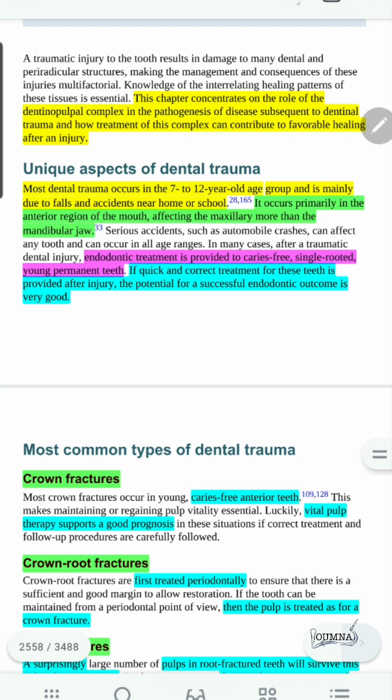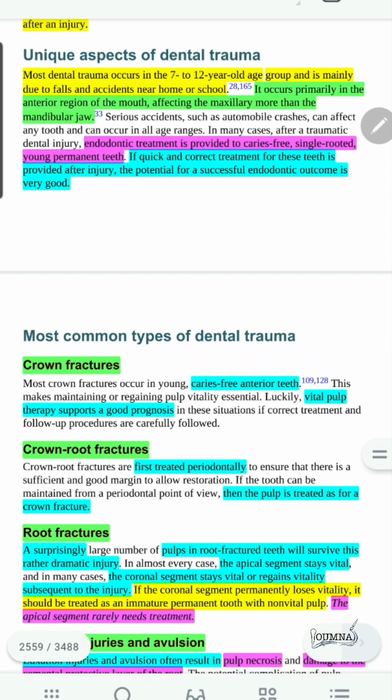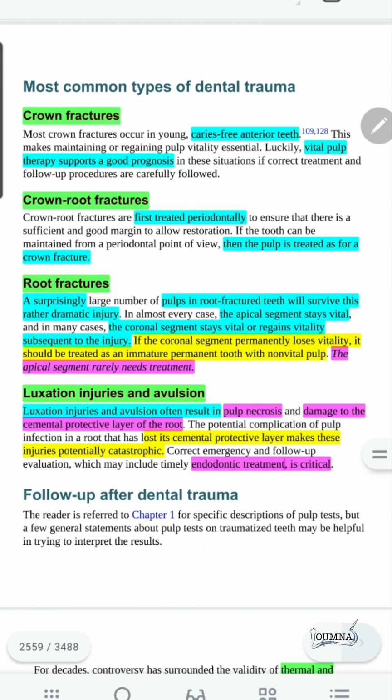Usually these traumas happen in young patients between 7 to 12 years old because of accidents at home or school. The primary teeth that are affected are the maxillary anteriors more than the posteriors or the mandibular anteriors. Also, if you are able to perform a quick and correct treatment, the outcome in most cases is very good. The most common types of dental trauma are crown fractures, root fractures, luxation injuries and avulsion.